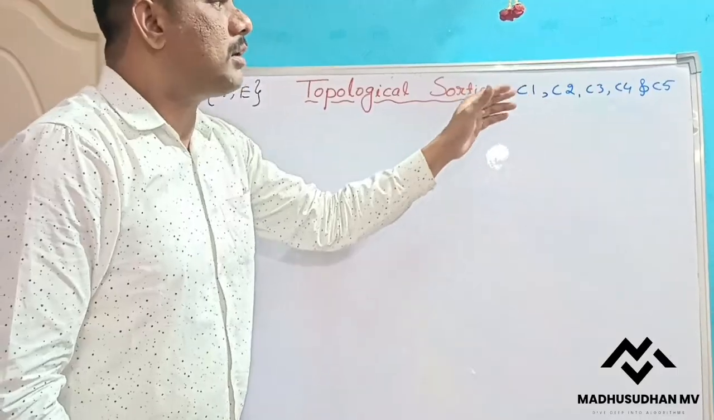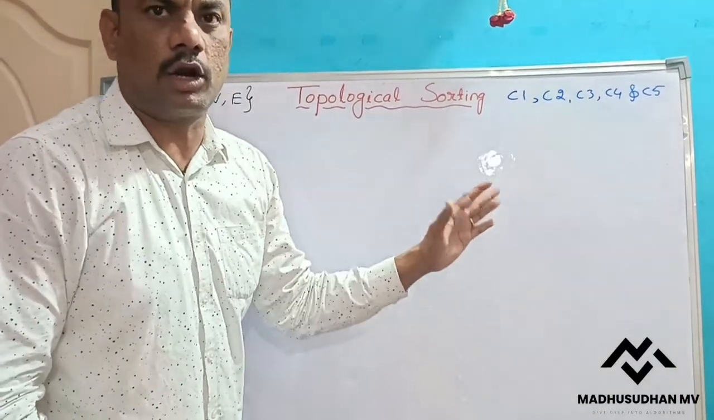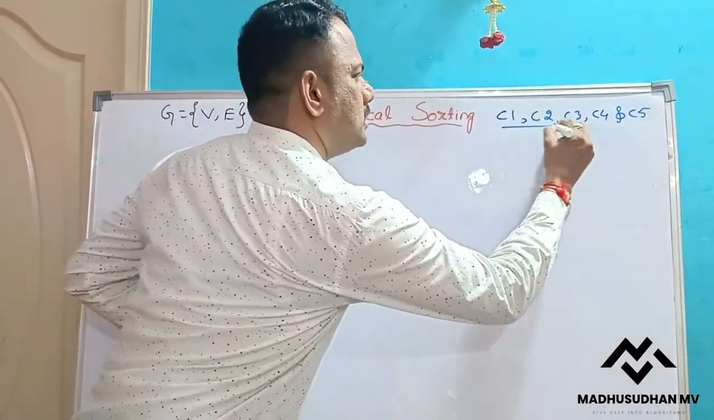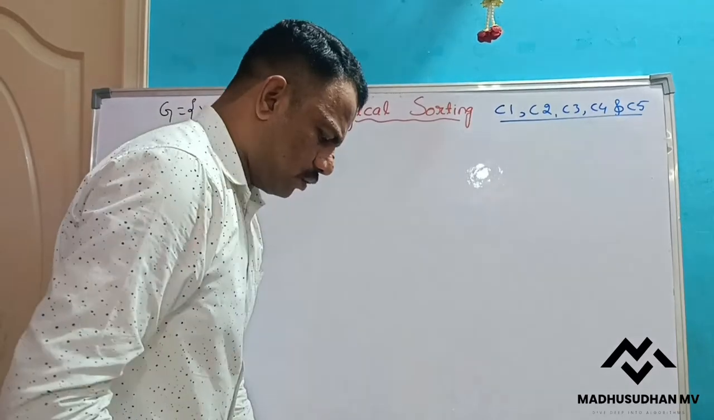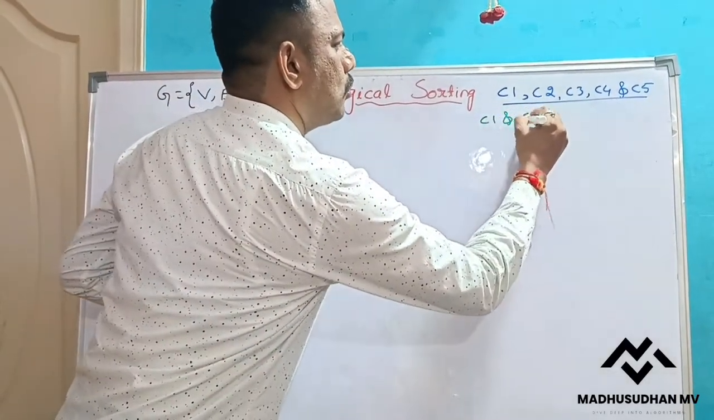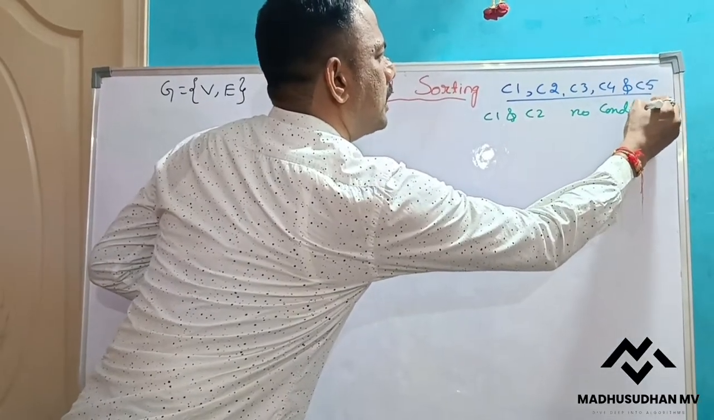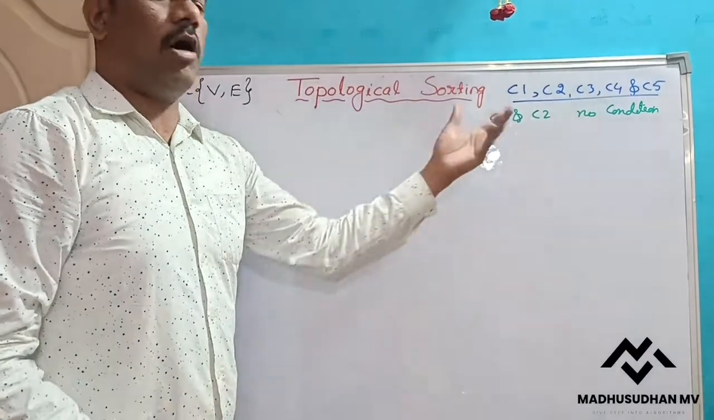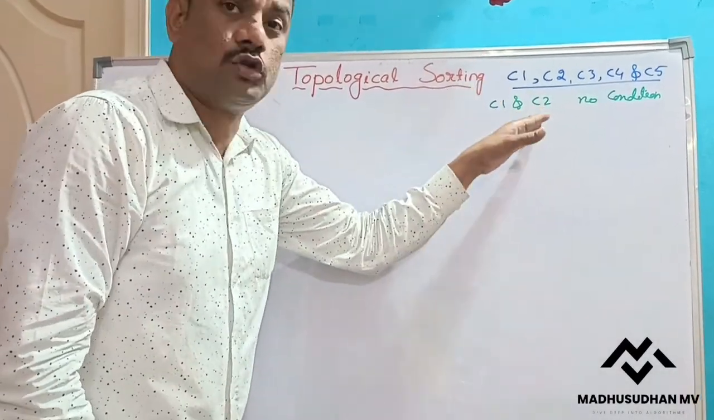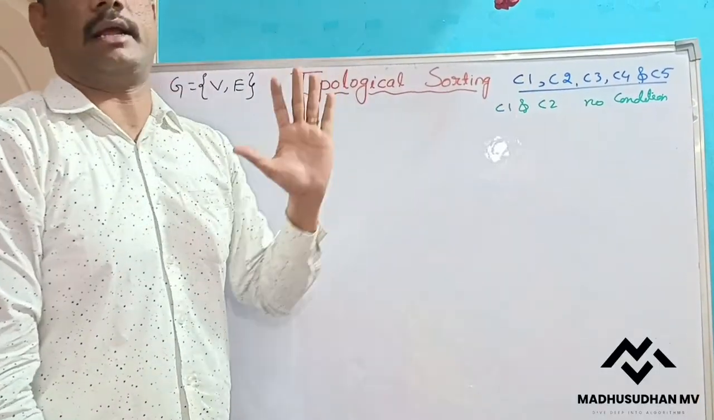Now, in what order does the student have to take the courses? Can he take any course in any order? No. First, see course 1 and course 2. Course 1 and course 2 have no prerequisites, which means no condition. The student can take either course first, arbitrarily: course 1 then course 2, or course 2 then course 1. In any order he can take.